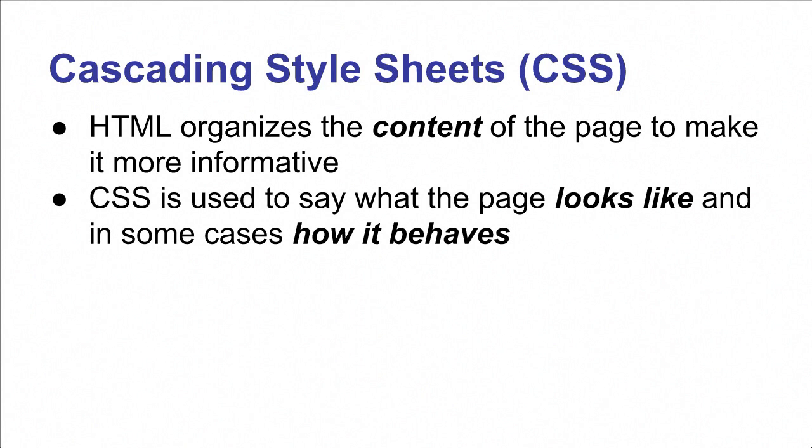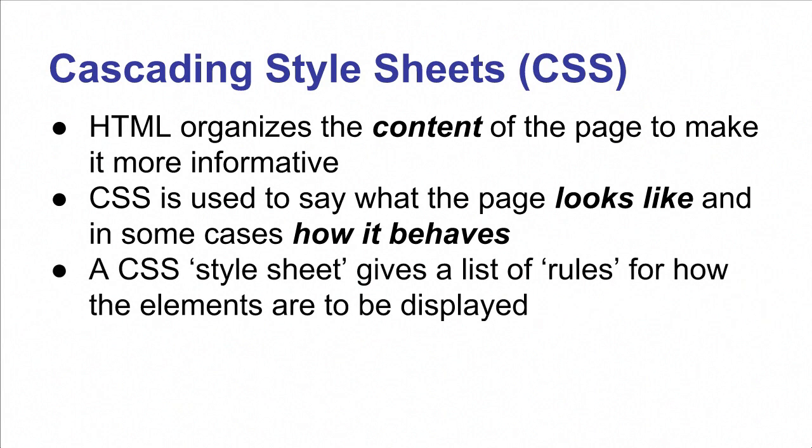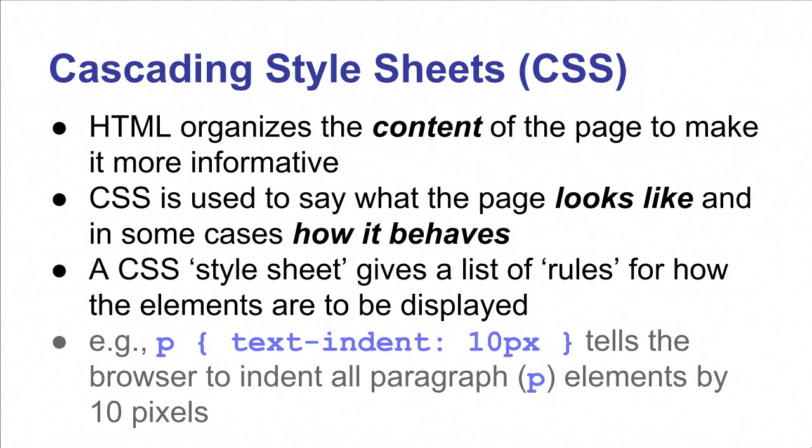Cascading style sheets, or CSS, tell the browser what the page looks like and sometimes how it behaves. CSS works by giving a set of rules that can be applied to any or all elements of the page. For example, we can use a rule to indicate the indentation of every paragraph on a page by applying a rule to all the P elements found in the HTML.